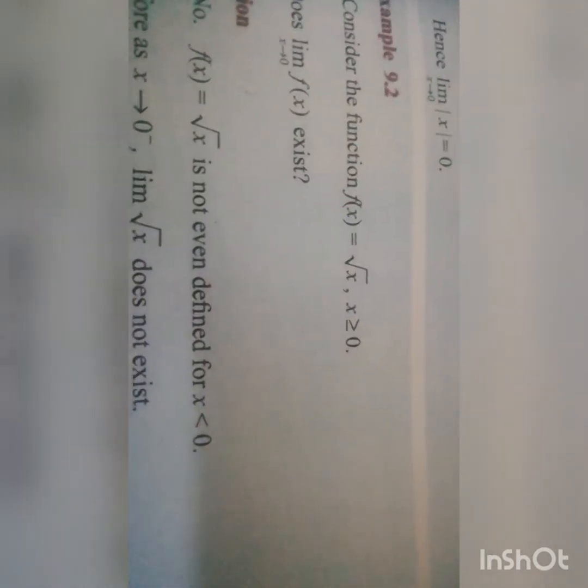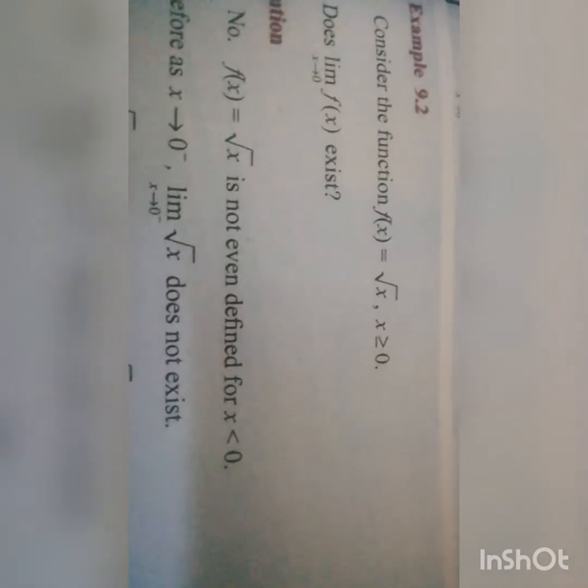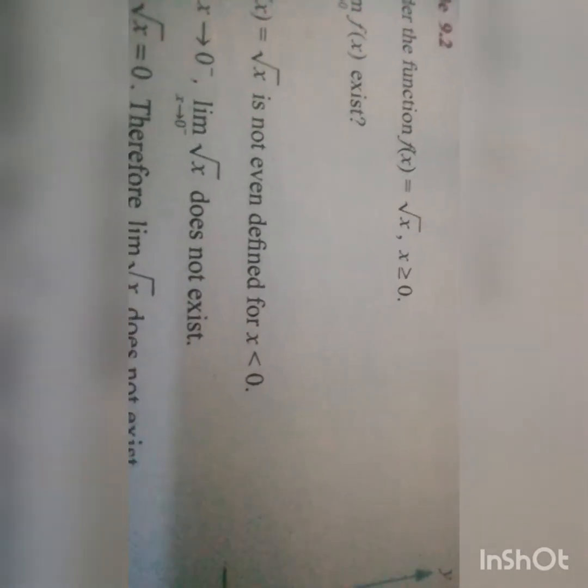It is not even defined for x less than 0. So you can say it does not exist for x less than 0. Therefore, as x tends to 0 with the power minus, which is the left hand limit direction, the limit does not exist. The function is not defined on the left hand side of 0, so the left hand limit does not exist.